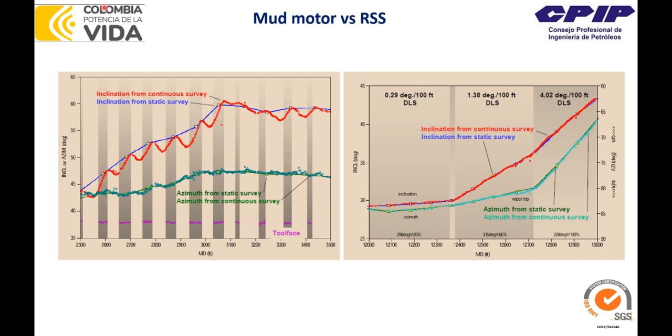And here we have a comparison between two systems, a snapshot from one of the publications. So you can see here that on the left side is the well drilled with the mud motor, and on the right side the well drilled with the rotary steerable system. And what is interesting here? So have a look at this picture.